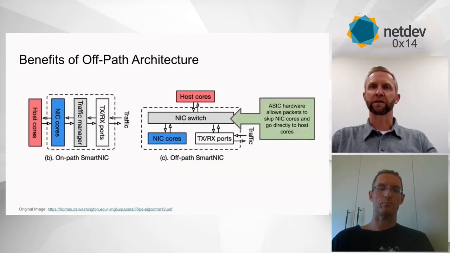The off-path architecture, however, is different. At the center of all of this is an embedded switch, or a fixed function ASIC, as we've talked about. This ASIC hardware allows packets to possibly skip the NIC cores. So there is an off chance that those packets will be off path and go directly to the host cores.